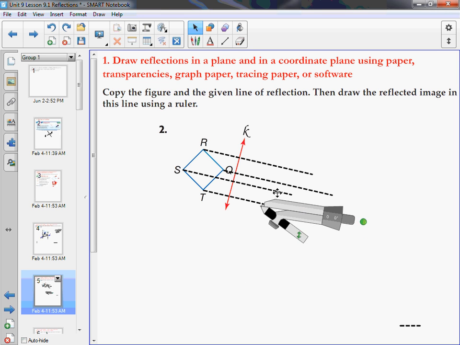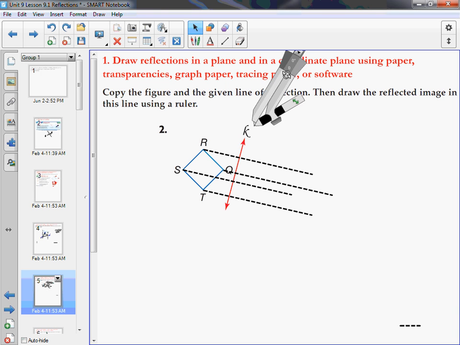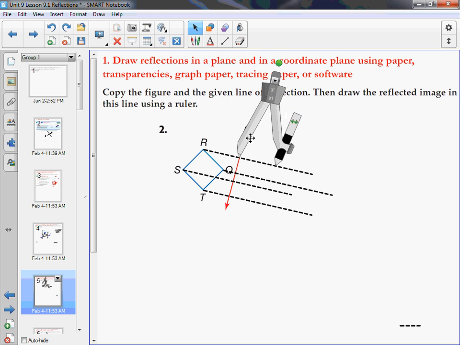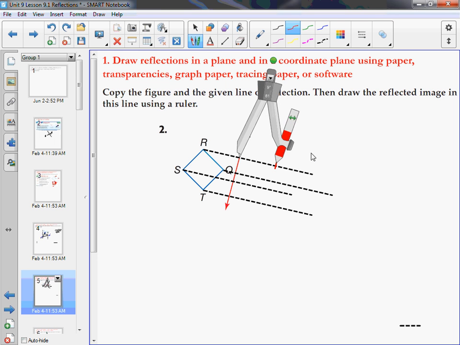All right, now let's start measuring. So let's measure the distance from R to the line of reflection. I'll put the point right on R. I'll stretch my compass pencil out until it meets where the dotted line crosses the line of reflection. So that's the distance from R to the line of reflection. I have to put R prime the exact same distance away on the other side of the line of reflection. That's where R prime goes.